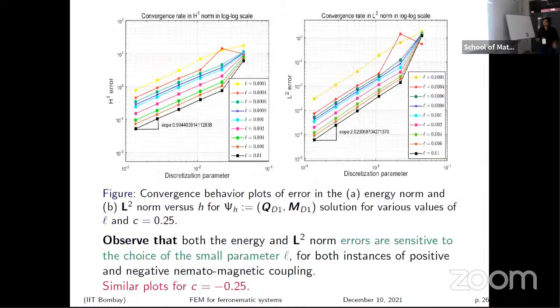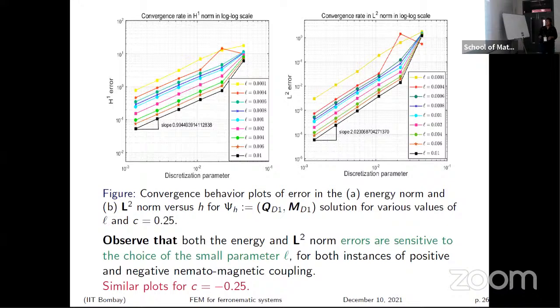This plot shows the convergence behavior of the error for various values of the parameter L. This is the plot for L equals 0.01, and then we keep decreasing the values of L. And this is the plot for L equals 0.0004. If we fix the discretization parameter value, we see that the error here is much smaller than the error for L equals 0.0001. So basically, we can say that the errors are sensitive to the choice of the small parameter.